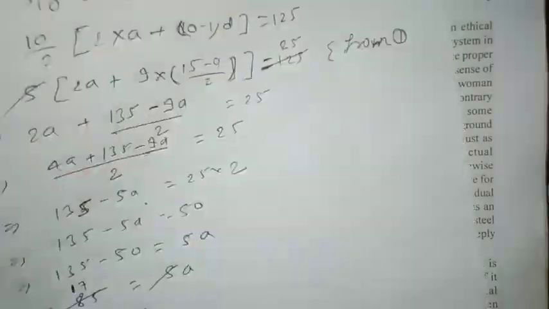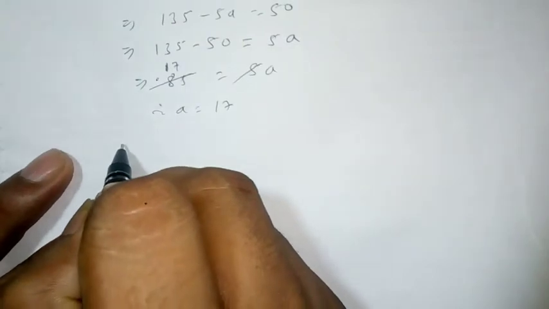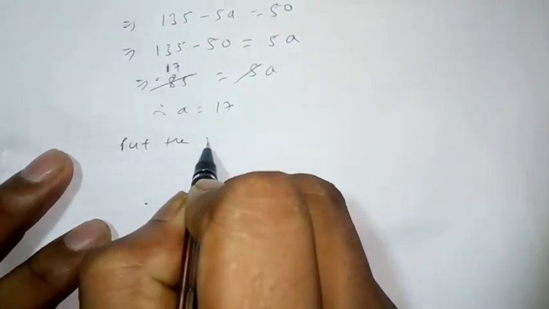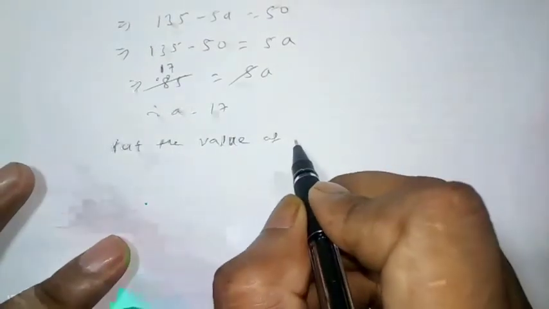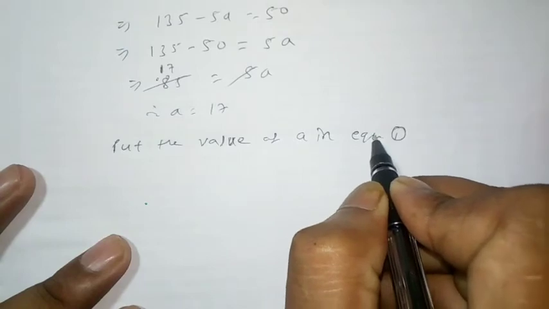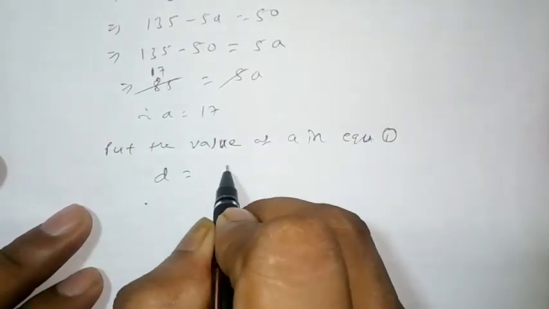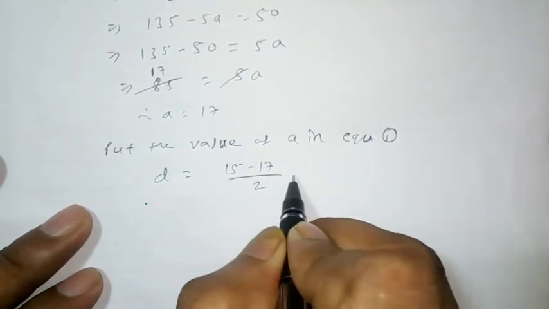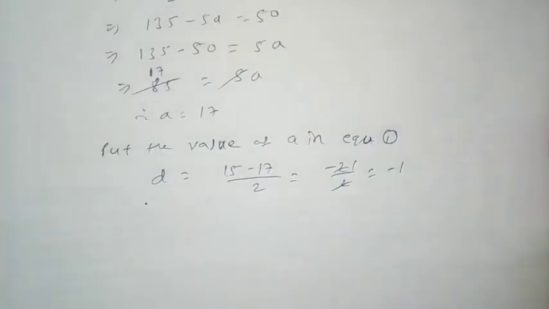Now we have to put the value of a in equation 1. So d is equal to (15 minus 17) by 2, is equal to minus 2 by 2, is equal to minus 1.